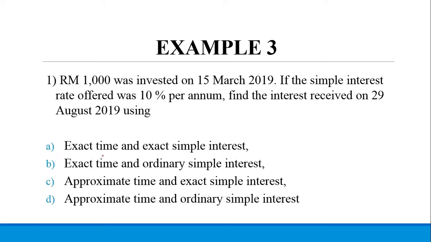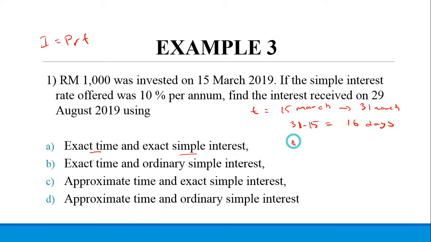Exact time and exact simple interest. We want to find the interest, which is I equal to PRT. First, we want to find exact time and exact simple interest. So our T is exact time using the calendar, starting from 15 March until 31 March. So you have 31 minus 15, you have 16 days, and then April, you have 30 days.